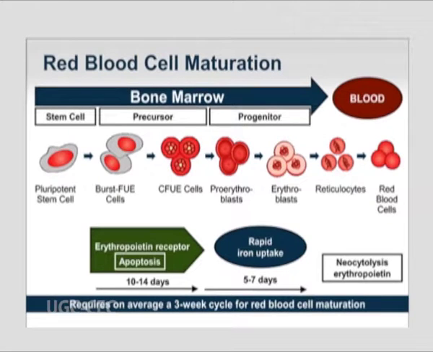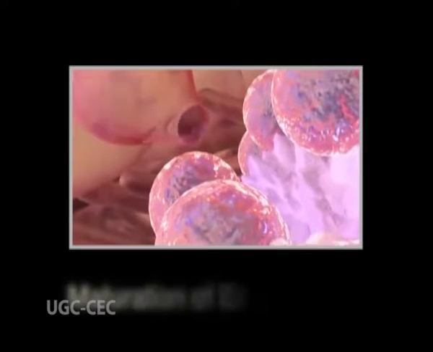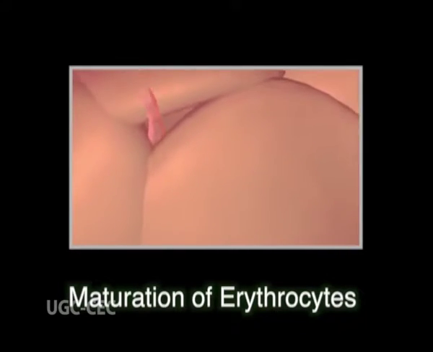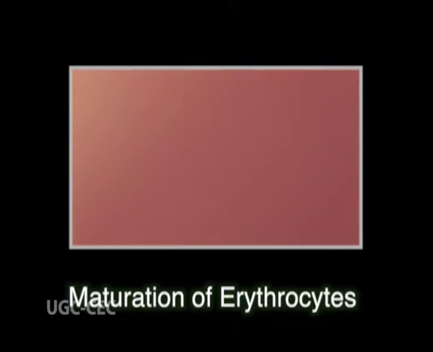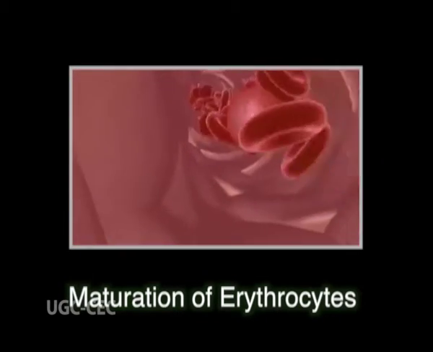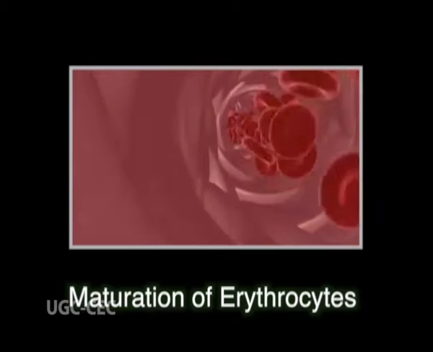The overall transformation from hemocytoblast to reticulocyte involves a reduction in cell size, an increase in cell number, the synthesis of hemoglobin and the loss of the cell nucleus. These reticulocytes leave the bone marrow and enter the bloodstream, where they mature into erythrocytes when their endoplasmic reticulum disappears.